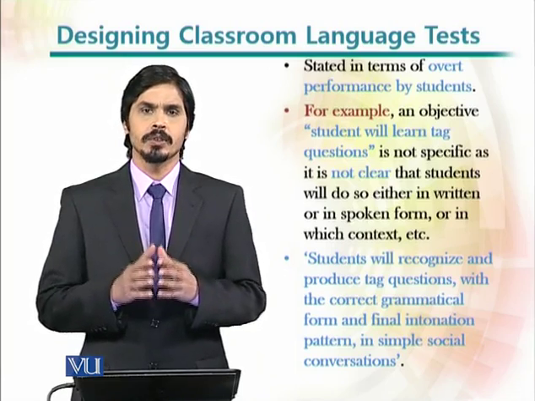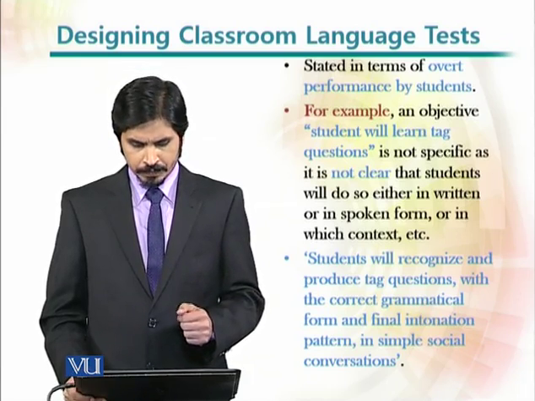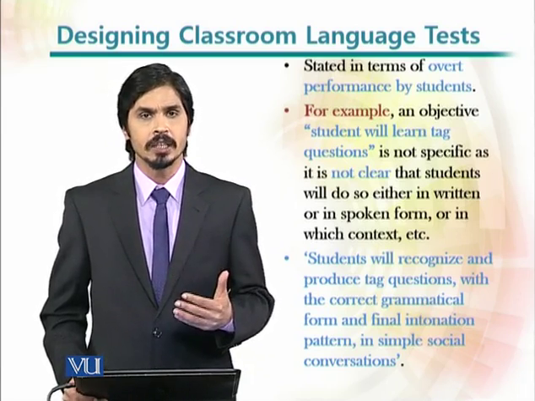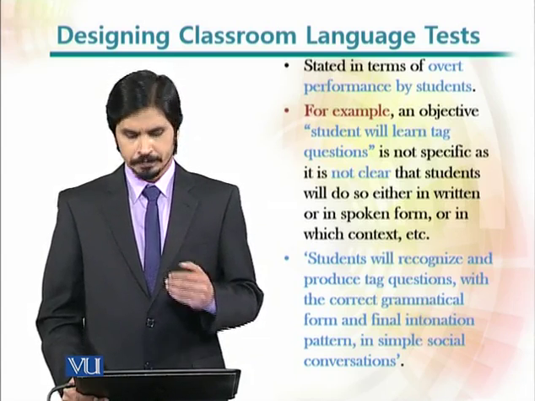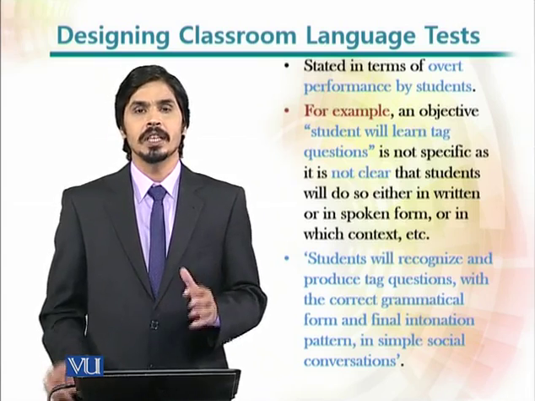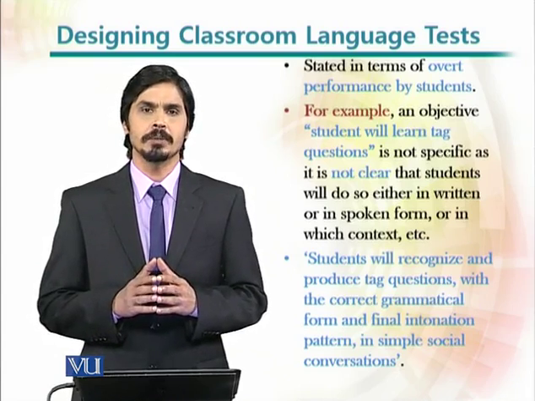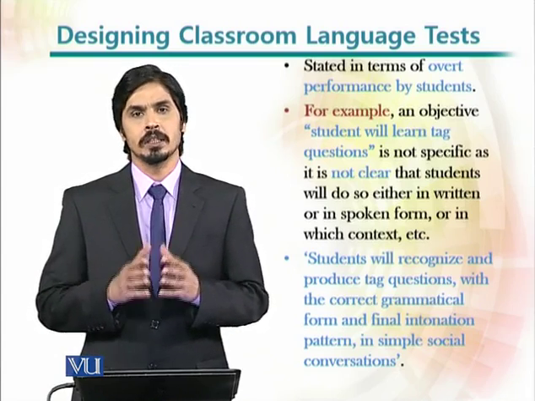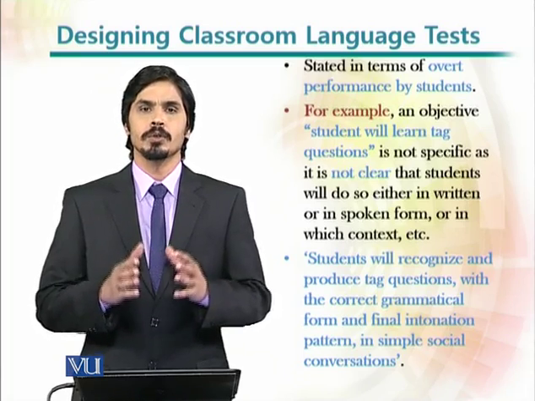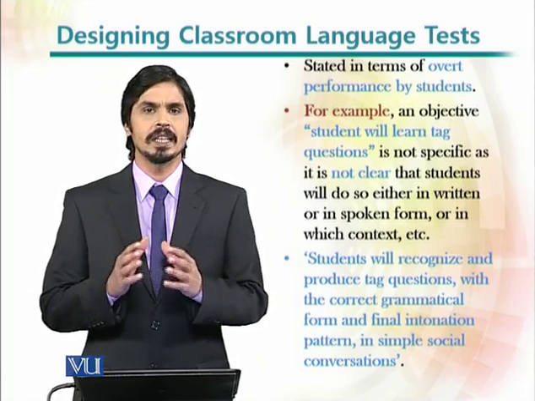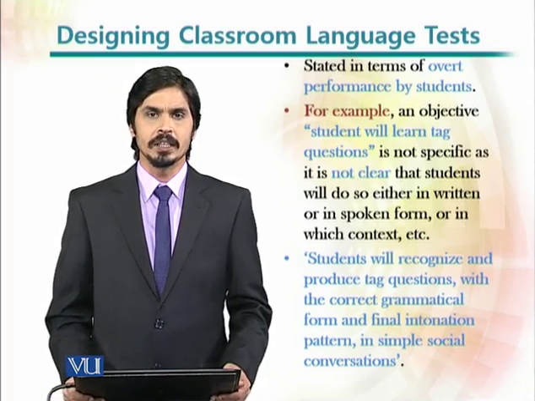Instead, if we say that students would be able to recognize and produce tag questions with the correct grammatical form and final intonation pattern in simple social conversations, this makes a more comprehensible and understandable objective for a classroom lesson. So we should focus on those objectives which are clear and unambiguous, and which a reader and a teacher may easily identify.